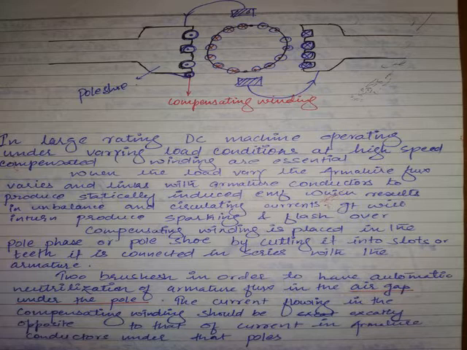ZC by 2 compensating winding conductors is equal to, if there are total conductors in the armature Z, what is the current flowing in them? IA by A. What is this expression telling you? You have calculated total armature ampere turns. Can we say that? You have calculated total armature ampere turns. That is total armature flux. And you are exactly making it equal to compensating winding conductors. So, if these are compensating winding conductors, the current flowing. So, compensating winding flux should be exactly equal to armature flux.